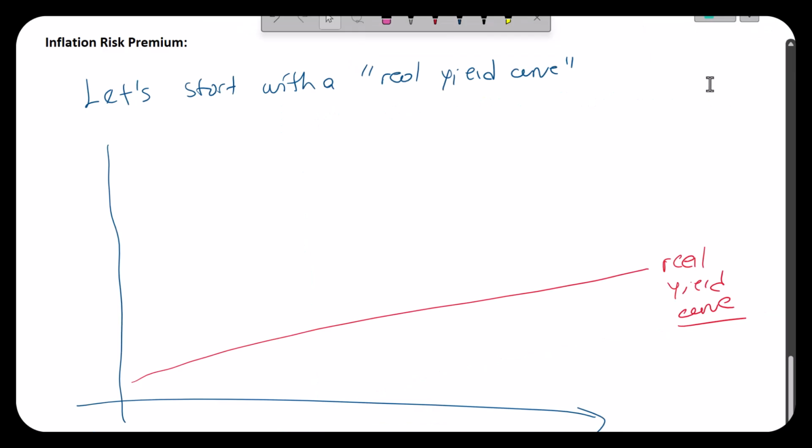Now, on top of this, we're going to add the inflation risk premium. Again, if inflation is expected to be lower in the short term, that premium is going to be lower. If it is expected to be higher in the long term, it's going to be higher, or vice versa. Right now, we expect that to be higher. So I'm going to add something to it. So maybe, let me use a different one.